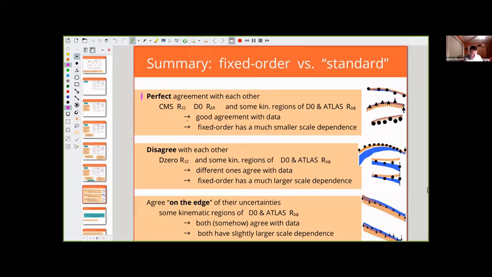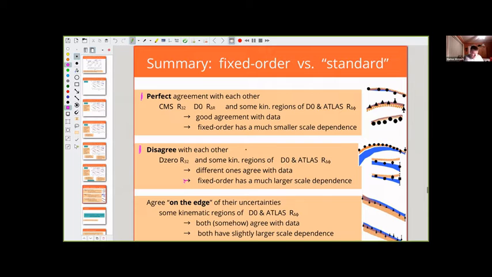And there were some regions where they disagreed with each other, the D0 R32 and some kinematic regions of the D0 and Atlas R delta phi data. In those cases, it was always one of them that agreed with data, but it was not always the same one. And in those cases, the fixed order result had a much larger scale dependence as compared to the standard method.